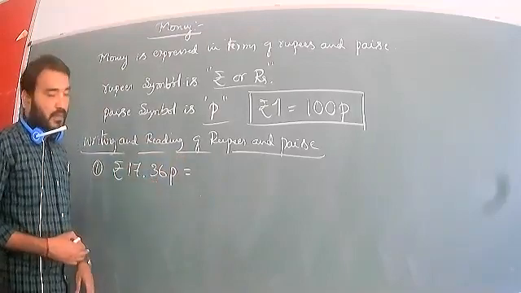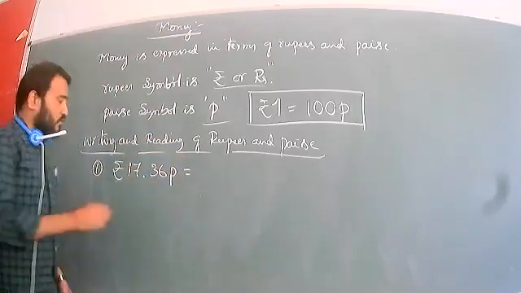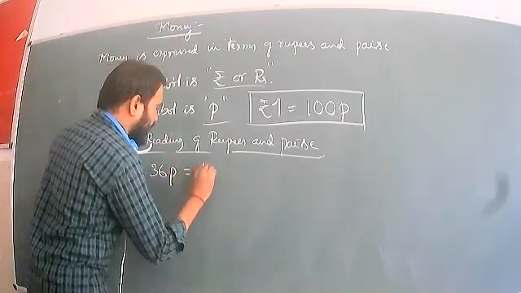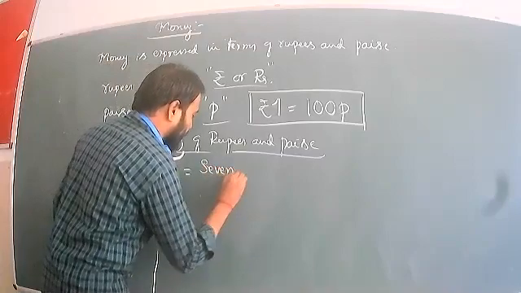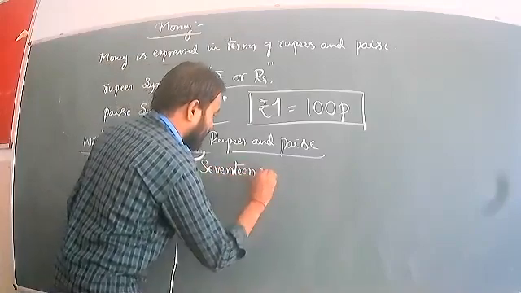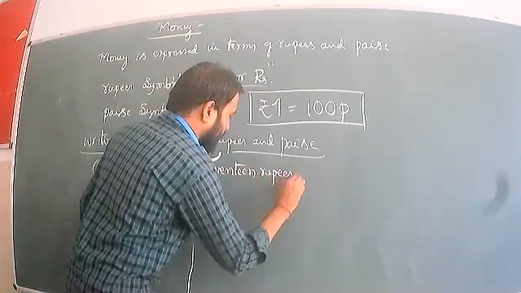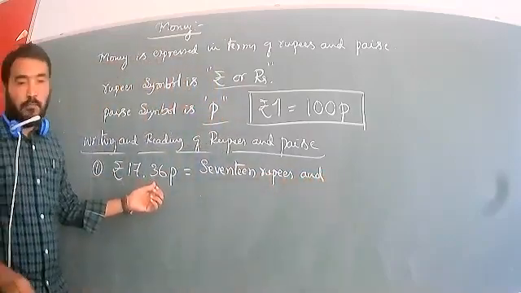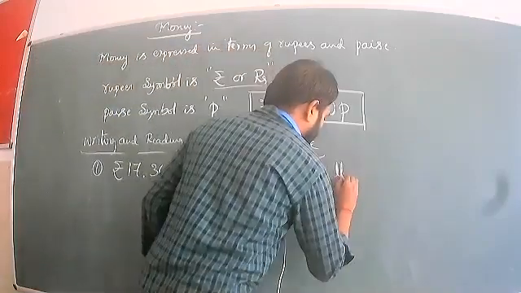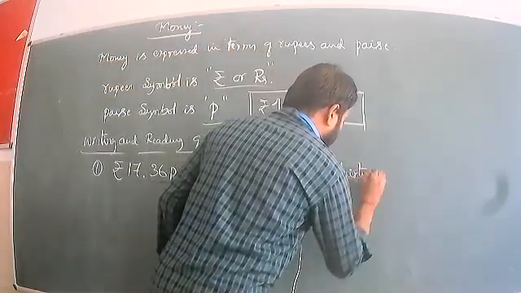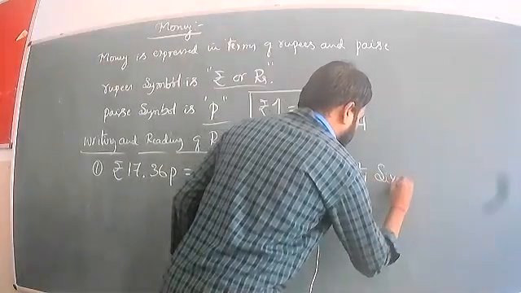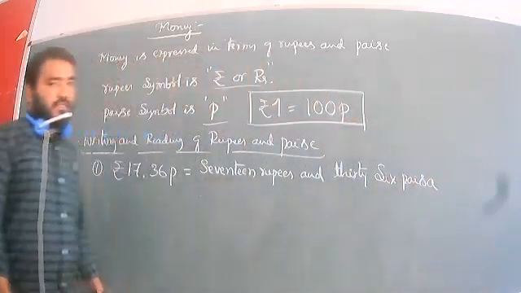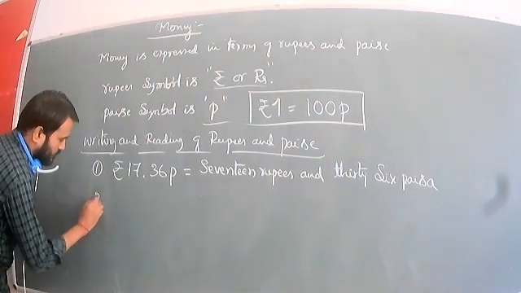Now we read the number name of these rupees and paisa. We should read the rupees first. What do you read? 17 rupees. And how much paisa? 36 paisa. This is one example. Now the second example.